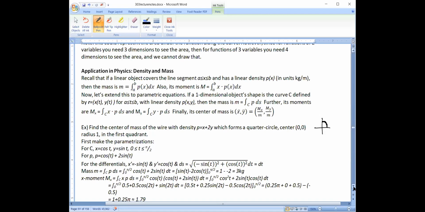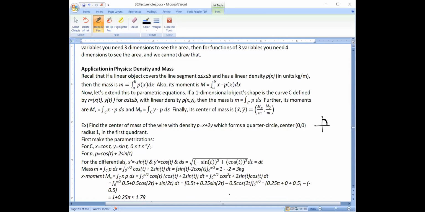And then we'll have to integrate cos squared t plus 2 sine t cos t. We can integrate cos squared t by using the double angle formula, as we always do. And to integrate 2 sine t cos t, there are different ways to do it. I did it by just recognizing that as also a double angle formula. This is just sine of 2t. And then on each of these, you can do a u substitution, u equals 2t. After integrating, you get half t plus 1/4 sine 2t minus half cos 2t. Evaluate from 0 to pi over 2, plug it in, and you get 1 plus 1/4 pi, which is approximately 1.79.